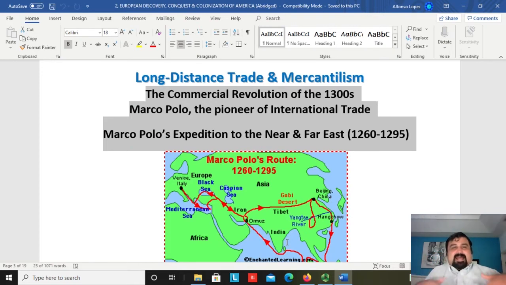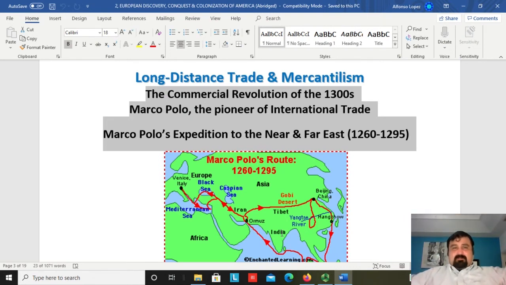He just stepped out of Italy, accompanying his uncle and father in a long journey to the Far East, to the Near and Far East. The Near East is what today we call the Middle East. And the Far East is what we today call India and China. So this expedition lasted for about 35 years, from 1260 to 1295. It was a legendary, an epic journey, again, that lasted over three decades.